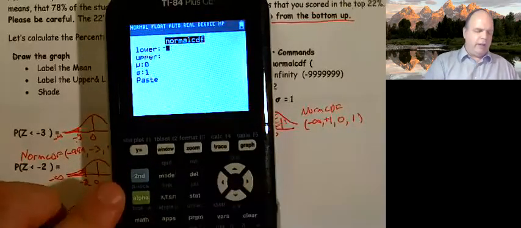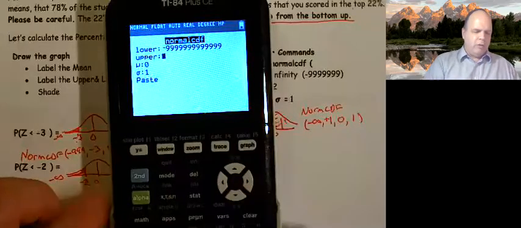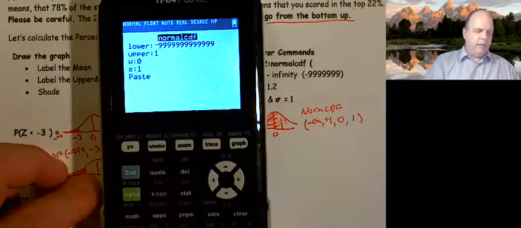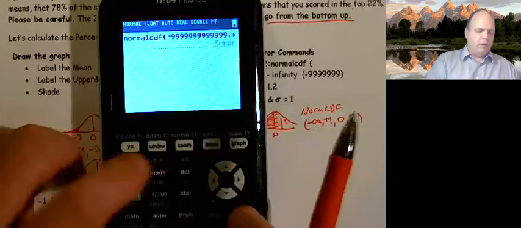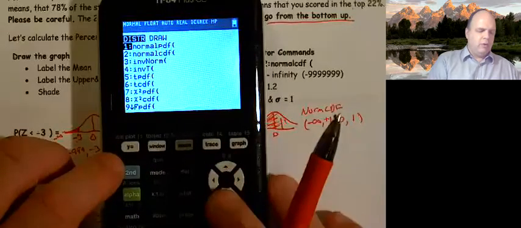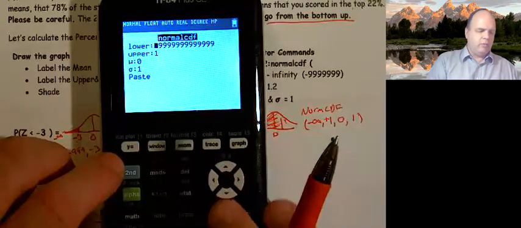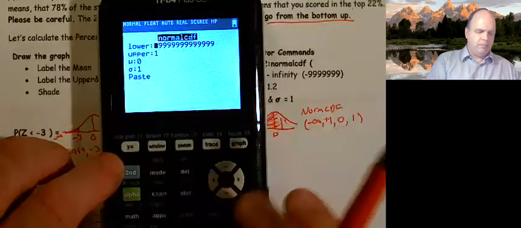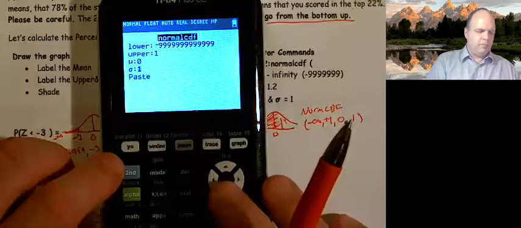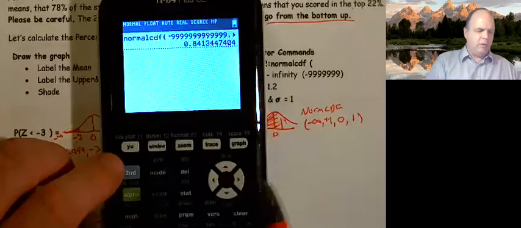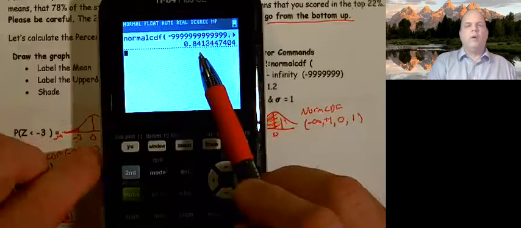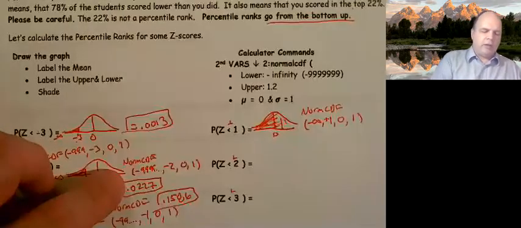Negative infinity, say negative 99999. I just filled it up. The upper bound we said was positive 1. My mean is 0. My standard deviation is 1. Now, oops. Well, what do you know? Second vars, normal CDF. Probably going to give me an error again. Nope, it didn't. 0.8413. I thought maybe I had something turned on in the background.